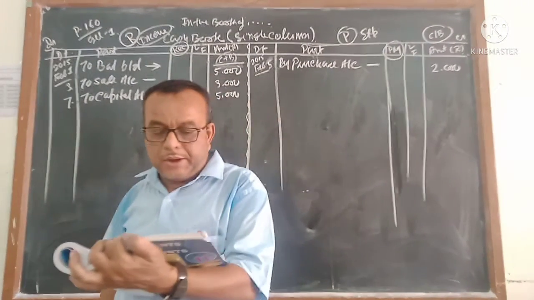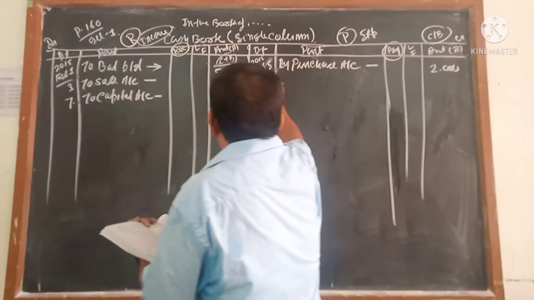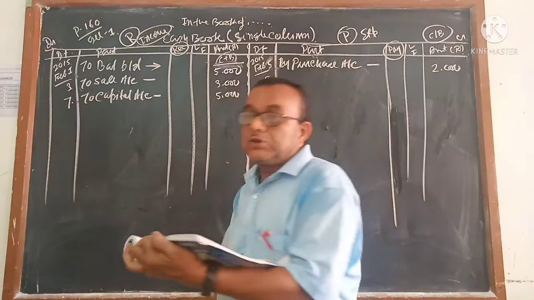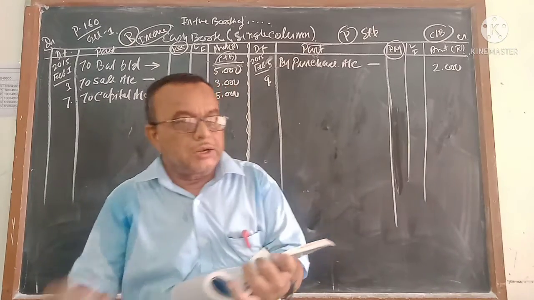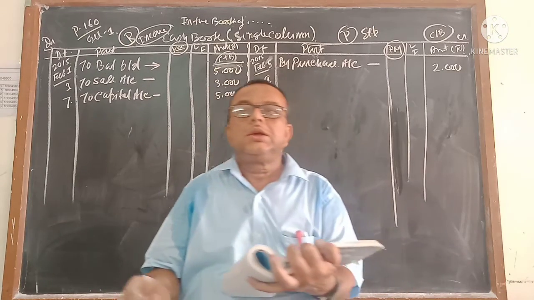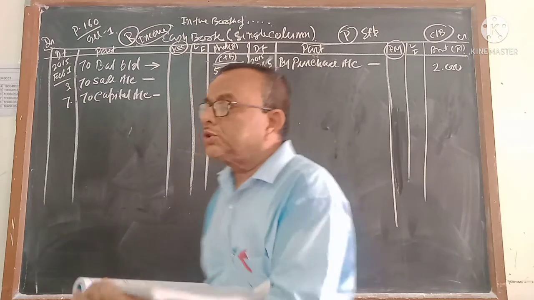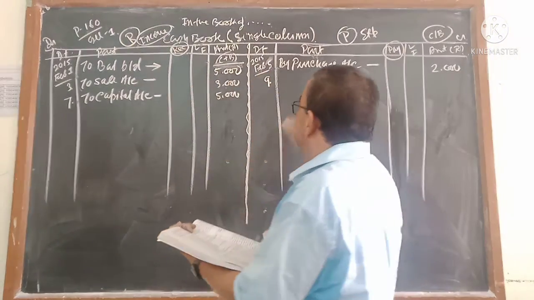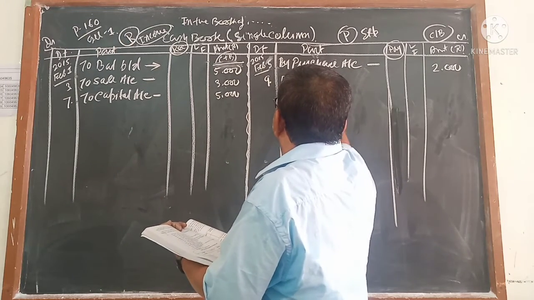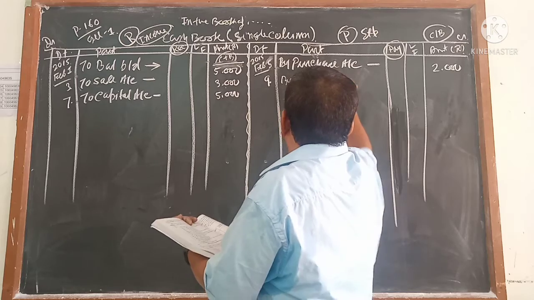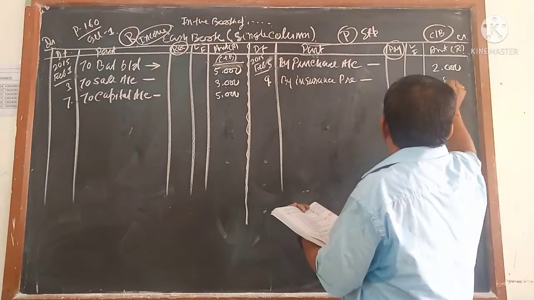Insurance premium paid. Paid means it will go there. Which date? 9, insurance premium paid. So you will write by insurance premium. If you go through the journal, you will find insurance premium account debit to cash. Cash account debit by insurance premium. How much? 800.